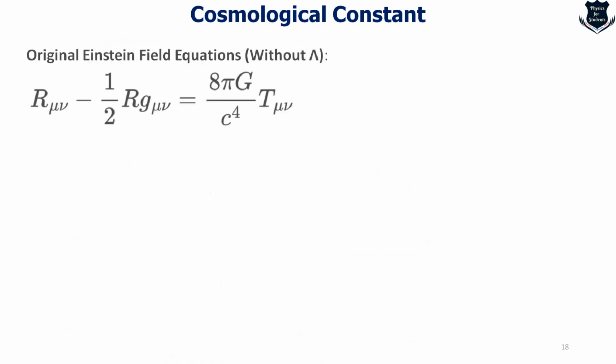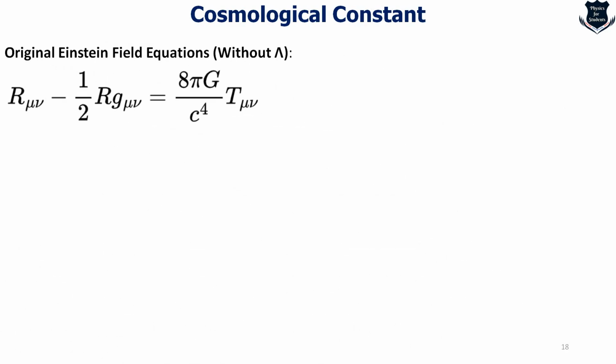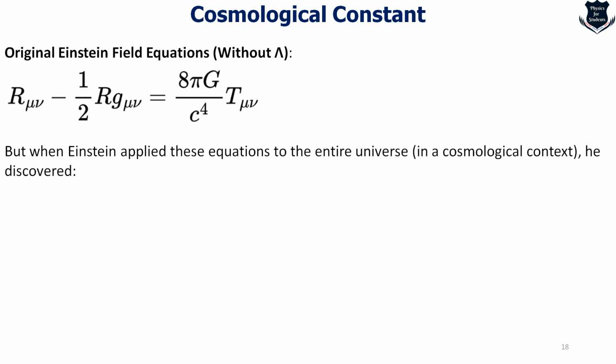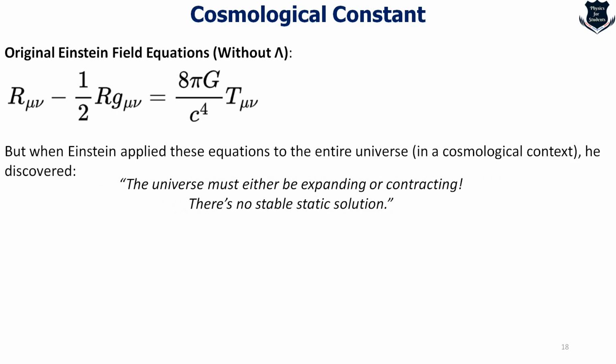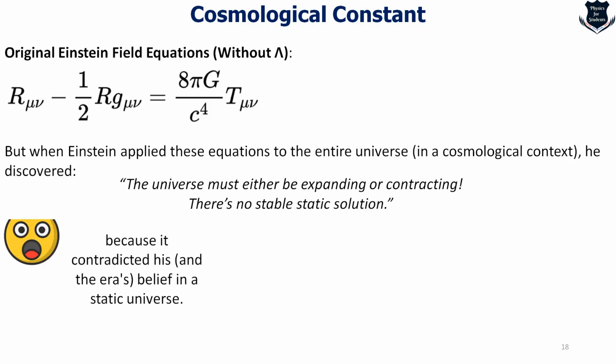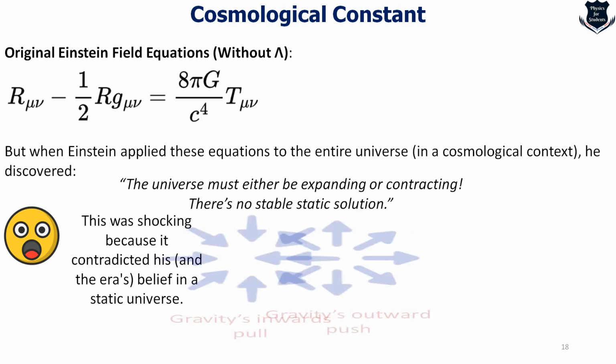So here you can see that the original Einstein field equation was without lambda. But when Einstein applied this equation to the entire universe, he found that the universe must either be expanding or contracting. So there is no stable solution. And that came as a shock, because before Hubble's discovery, it contradicted the belief of the entire society and of the entire scientific community.